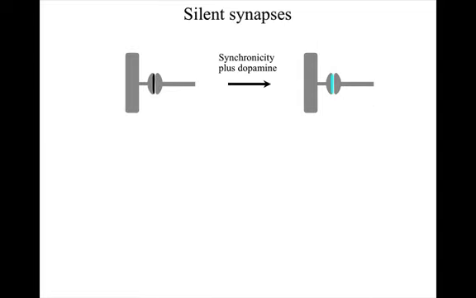A silent synapse is one with structure but no synaptic weight. Such synapses can acquire weight by the same synchronicity mechanism, giving a way, for example, for a neuron to add a provisional input and only give it weight if it seems relevant.